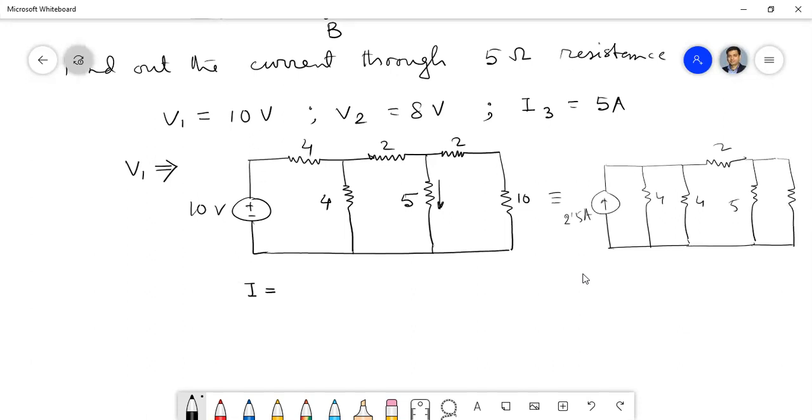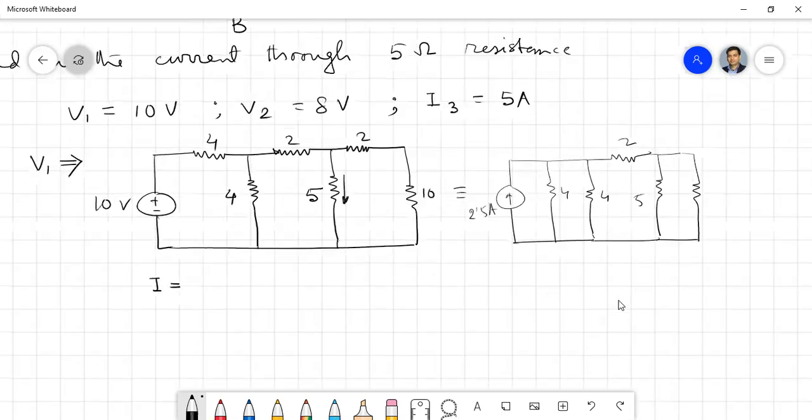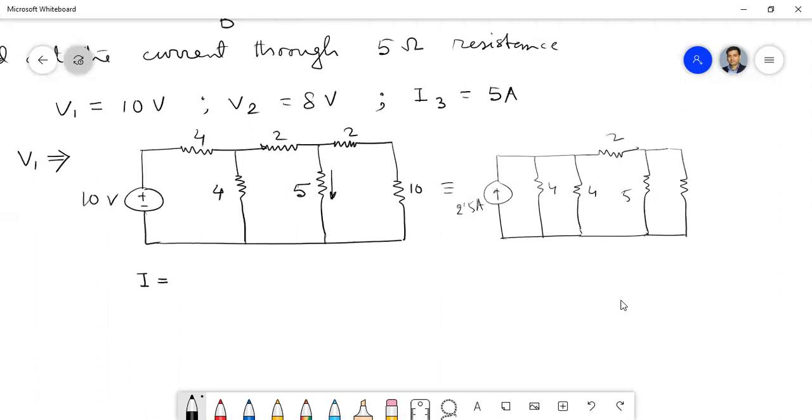And here, what is this value? Rightmost one. Not 10, it's 12 only, na? Why you are saying 10? 12. This is 12. This is 5. If this is 5, this is 12.